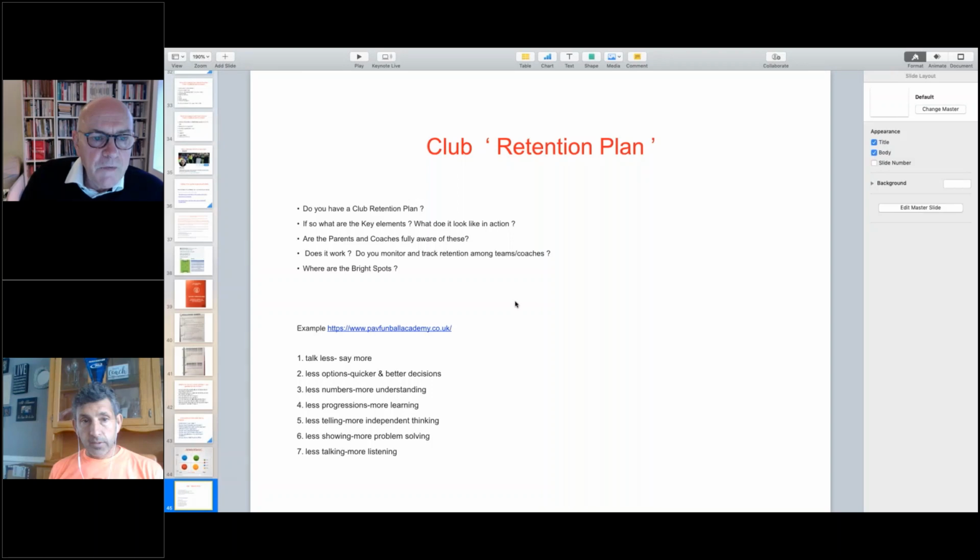So if you have a club retention plan, what are the key elements? What does it look like? Are the parents and coaches fairly aware of this? Does your retention plan actually work? If it does, where are the bright spots? At what ages? And what gender? Who's doing it well? And as an example there from that particular club in England, 7 very simple aspects.